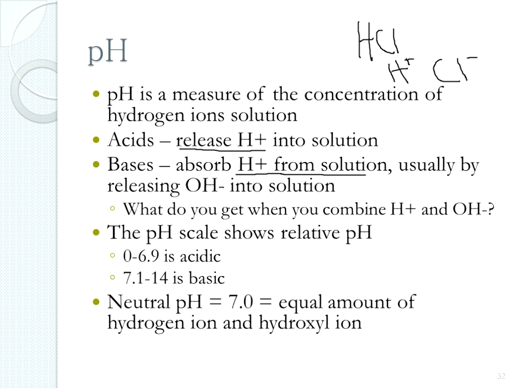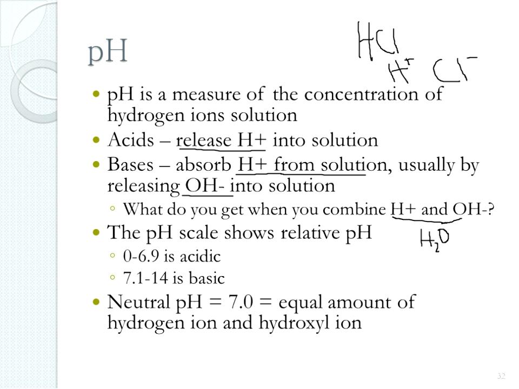Bases take the hydrogen ion out of solution, usually by releasing something called a hydroxide ion or hydroxyl ion into solution. Because when you combine hydrogen ion and hydroxyl ion, you get two H's and an O. The combination of these is water, which is perfectly neutral. So when we have this hydroxide ion released into solution, it can combine with the hydrogen to form water, which is perfectly neutral.